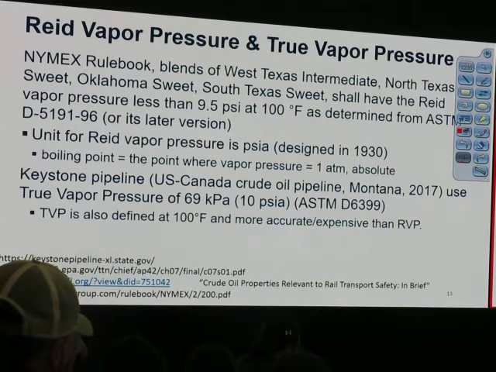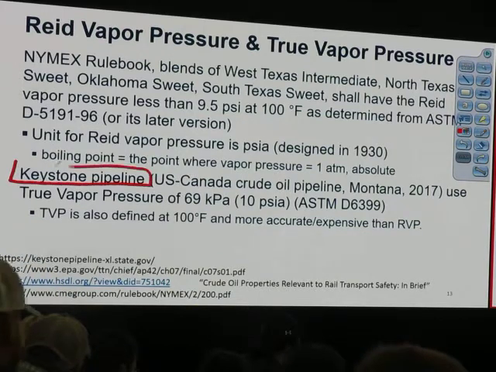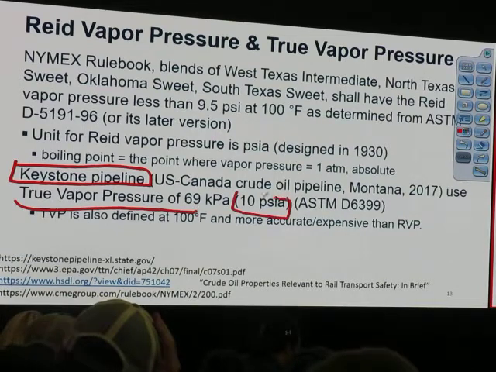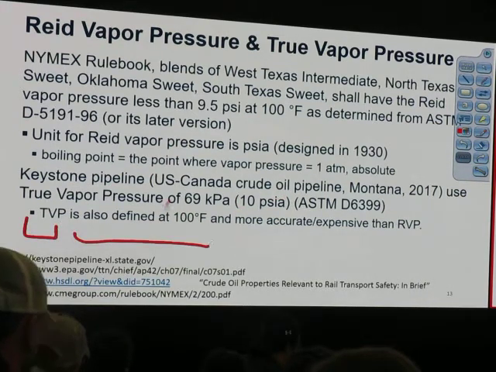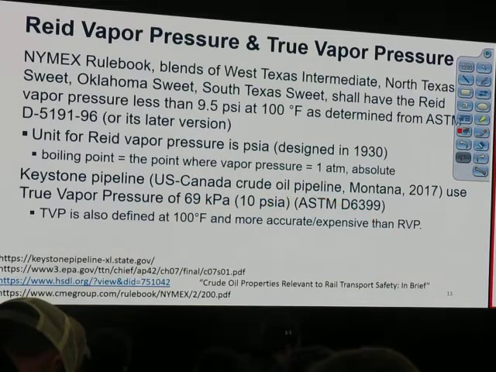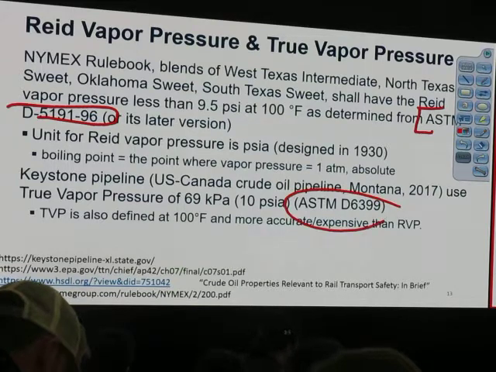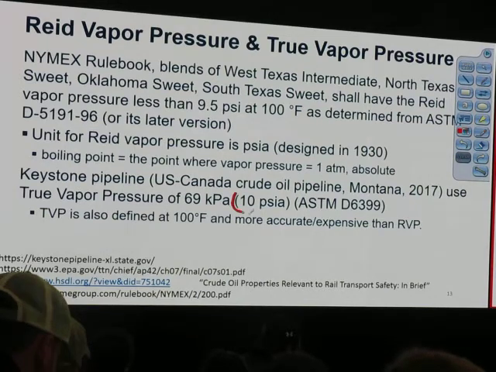Okay. There are also some other standards, like different pipelines. So this is Keystone pipeline. Okay, they use true vapor pressure of 10 psi. TVP or true vapor pressure is also defined at 100 F, and it uses a different, more accurate method to do the measurement. I didn't talk about how to measure it, right? I just talked about the concept. There are two ASTM methods to do the measurement. So in Canada, maybe we can have a little bit more gas because it's cold there or something. Good?